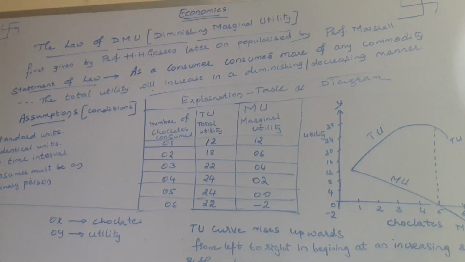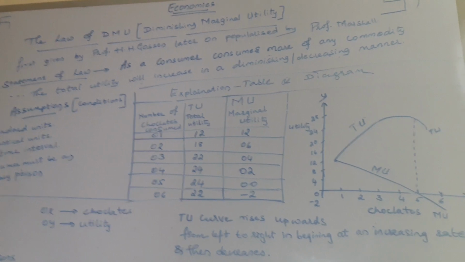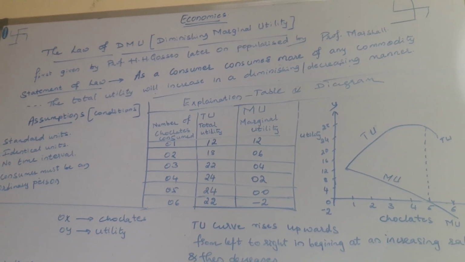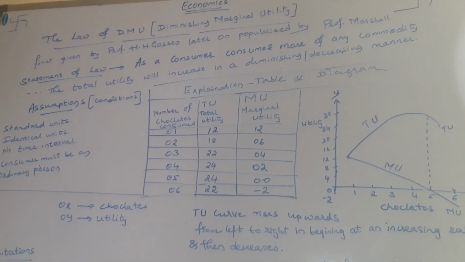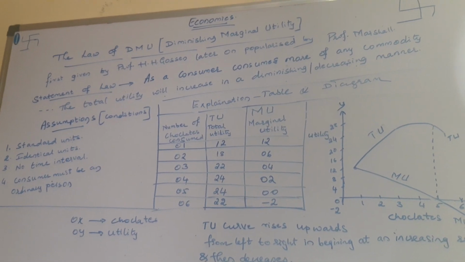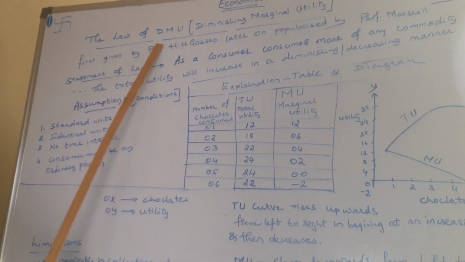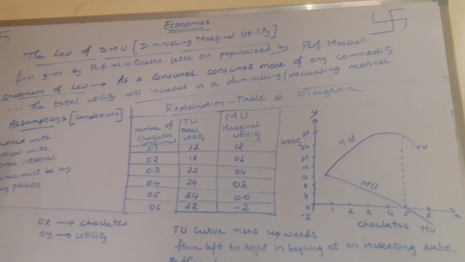Okay, good morning students. Today we are going to go for the next part, that is the law of diminishing marginal utility. In the last class you have studied about the meaning of utility, the meaning of total utility and meaning of marginal utility. So based on this we are going to study the next theory, that is the law of diminishing marginal utility, which will come for 6 marks for your final examinations.